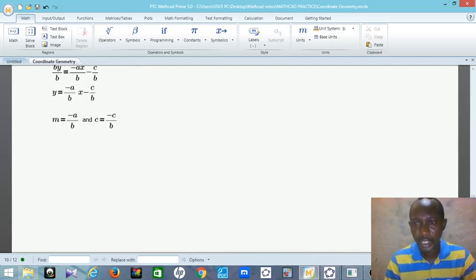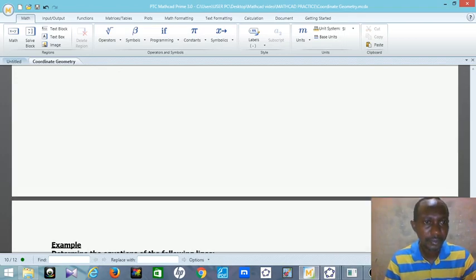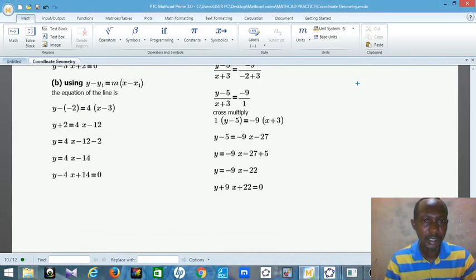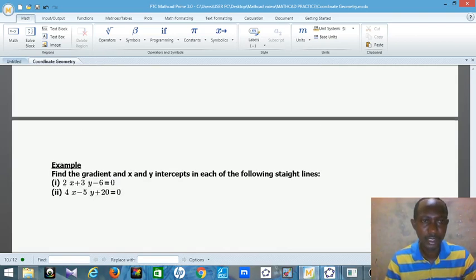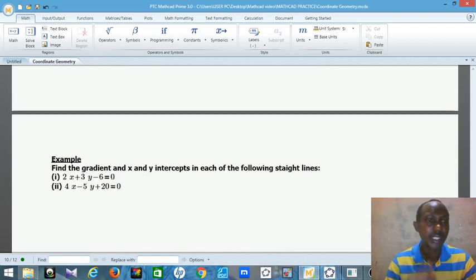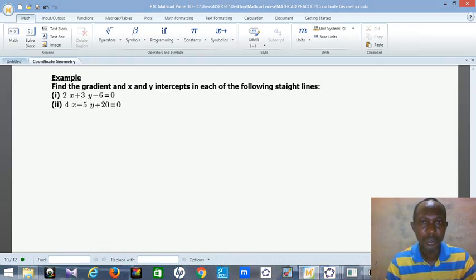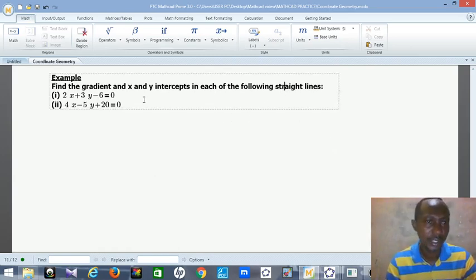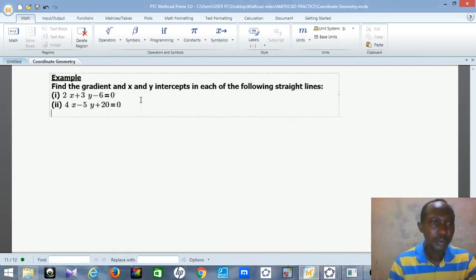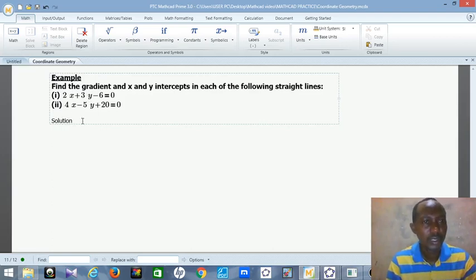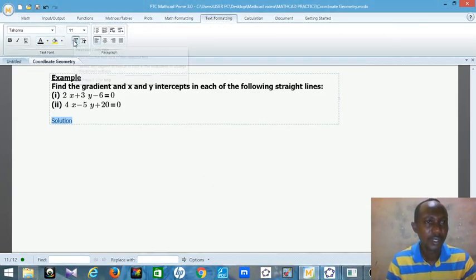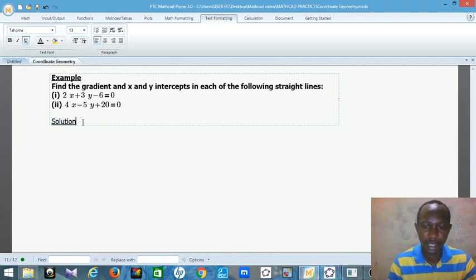So before we go, let's just try this example. I have an example here to demonstrate that. The example says: find the gradient and the x and y intercept in each of the following straight lines. This is a very simple question. To solve it, all you need to do is make y the subject of the formula, and that is all. By the time you make y the subject, you are done with your calculation.